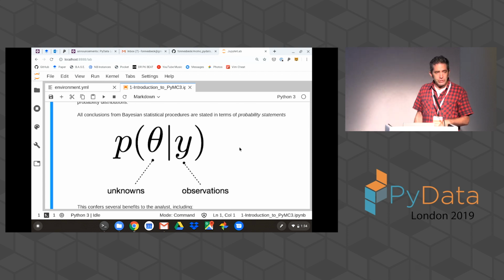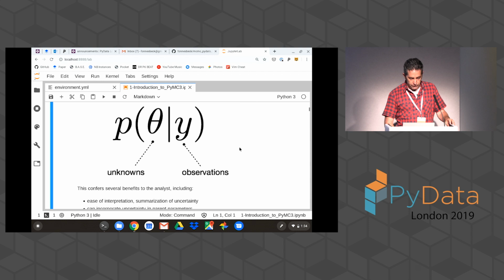So a little bit of notation: theta is anything that's unknown. So this could be a regression parameter. It could be a rate. It could be a mean. It could also be something like a predicted future observation or missing data. That could also be theta. And then we're conditioning on some data, some observations. So theta given y. Things we don't know given things that we do know, or at least that we observe.